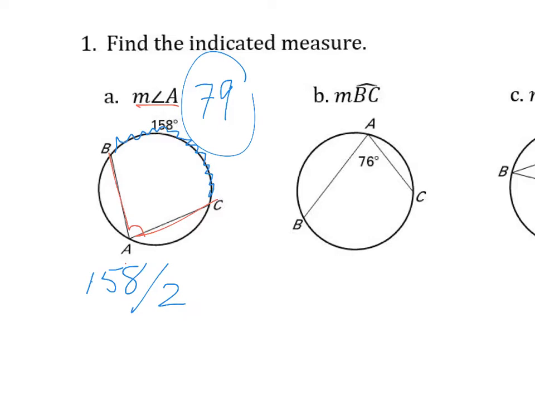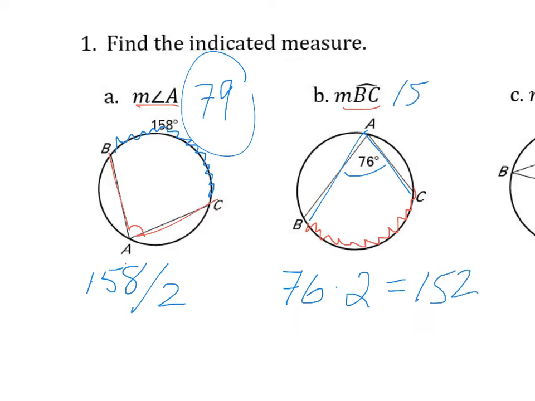For the next one, now you're actually worried about finding an arc measure. So I'm worried about finding the measure of arc BC, which is formed from this inscribed angle, which measures 76. Well, in this case, since I have the inscribed angle, I'm going to do just the opposite to figure out the measure of the arc. So I know the measure of arc BC is going to be 152.